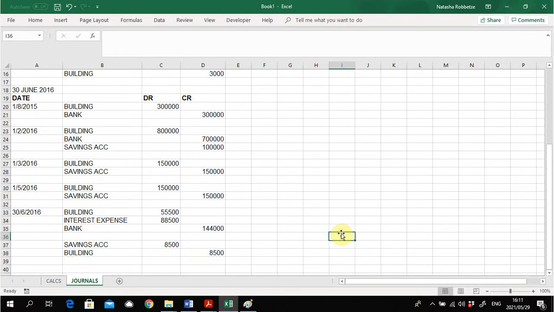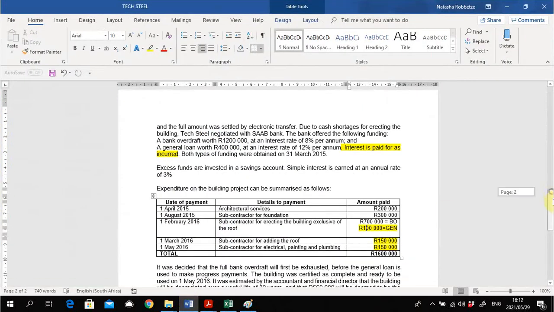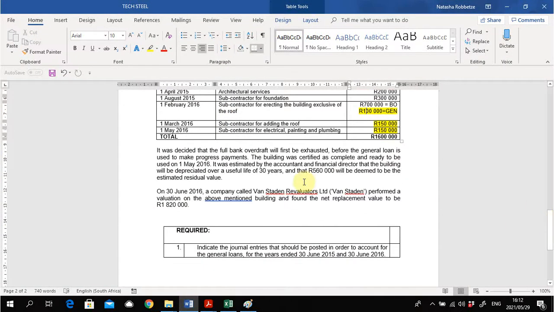Right, so that would be the entries as it relates to my loans. Something interesting in this question is that they have also provided you with the depreciation method that can be applied. So we can also calculate depreciation for this asset, and we can also revalue it. So let's do that part on 30 June as well.